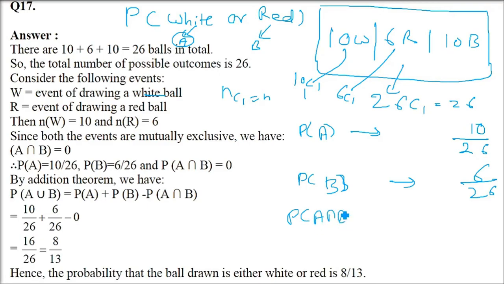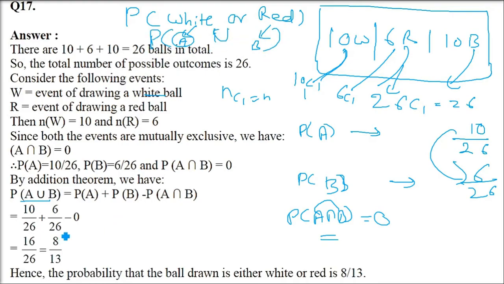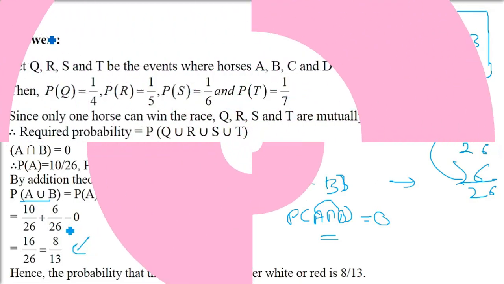Now we have to find probability of A intersection B. See, when red comes, white will not come, because there is only one ball you are drawing. When white comes, black will not come. You can extend it to all three colors of balls, but the basic point is that these are mutually exclusive. They have nothing in common. One drawn, the other will never be drawn. So P(A intersection B) is 0. Put the values in the addition theorem: 10 by 26 plus 6 by 26 minus 0. 8 by 13 is the answer.